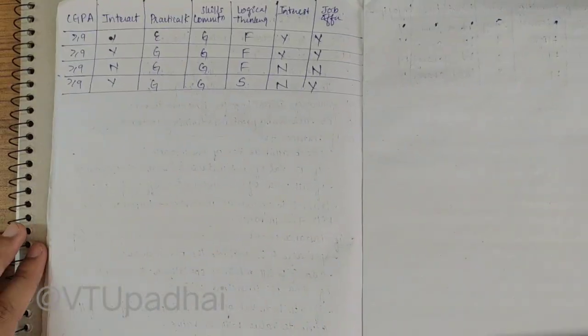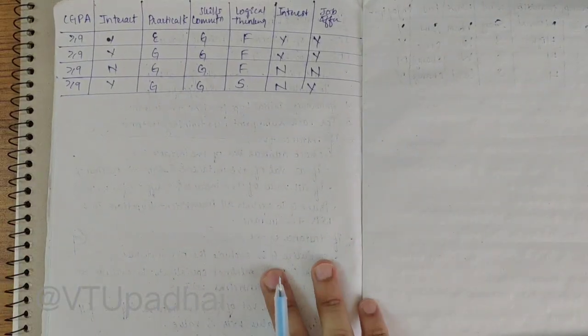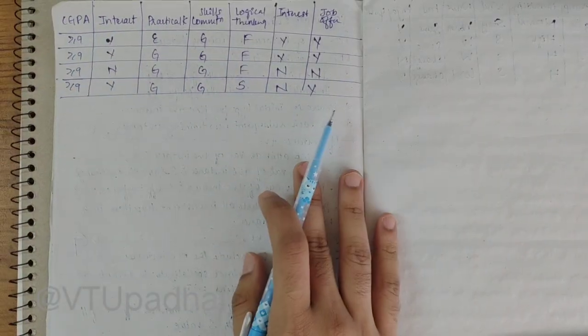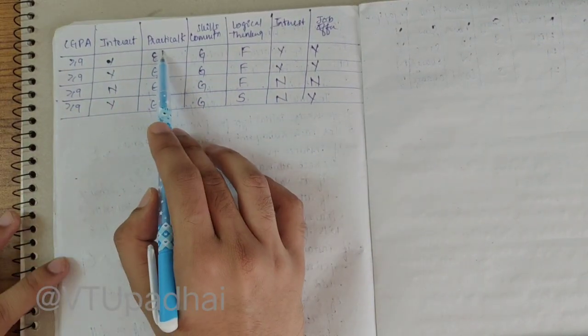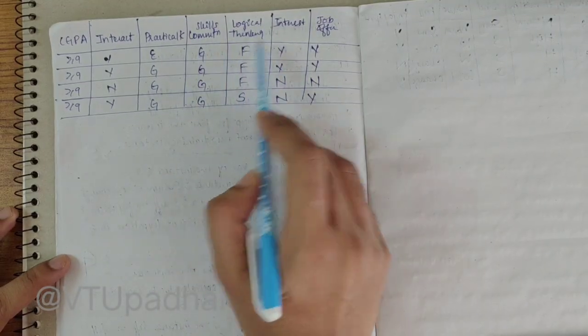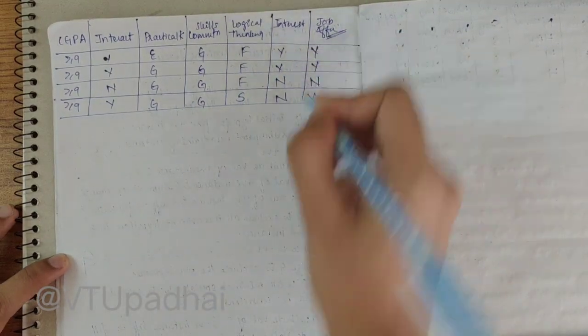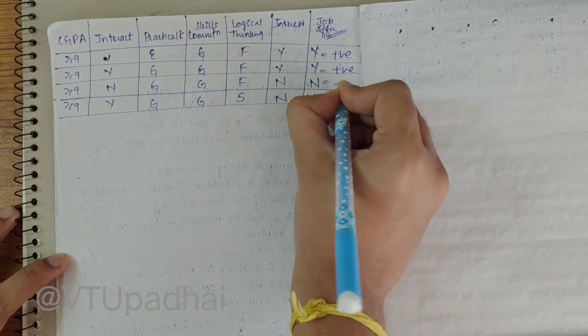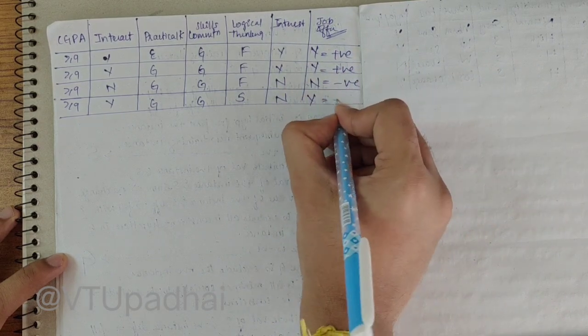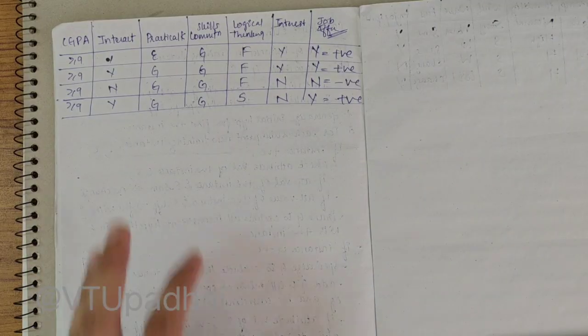So we'll look into the problems now. The first one we have here is the training data set, which comprises attributes like CGPA, interactiveness, practical knowledge, communication skills, logical thinking, interest, and job offer. Job offer is the final output. This is a positive instance here. This is also a positive instance. This is a negative instance. And here we have a positive instance. So we need to solve this.